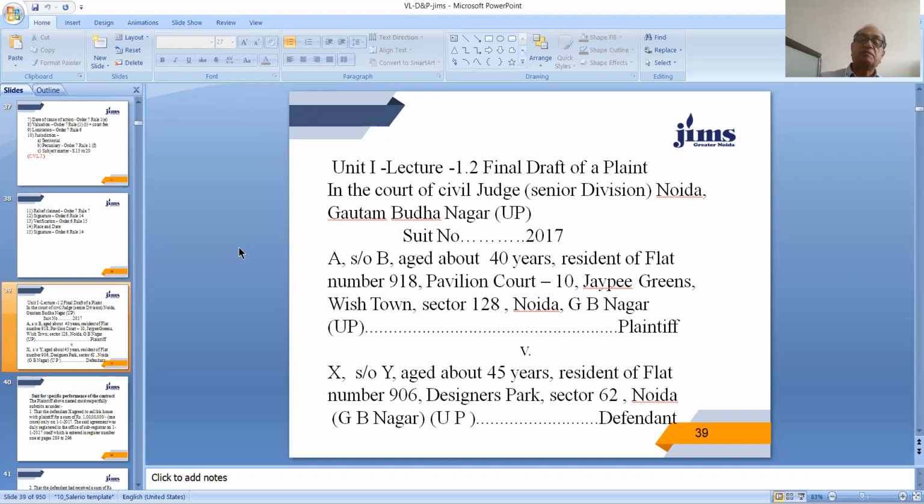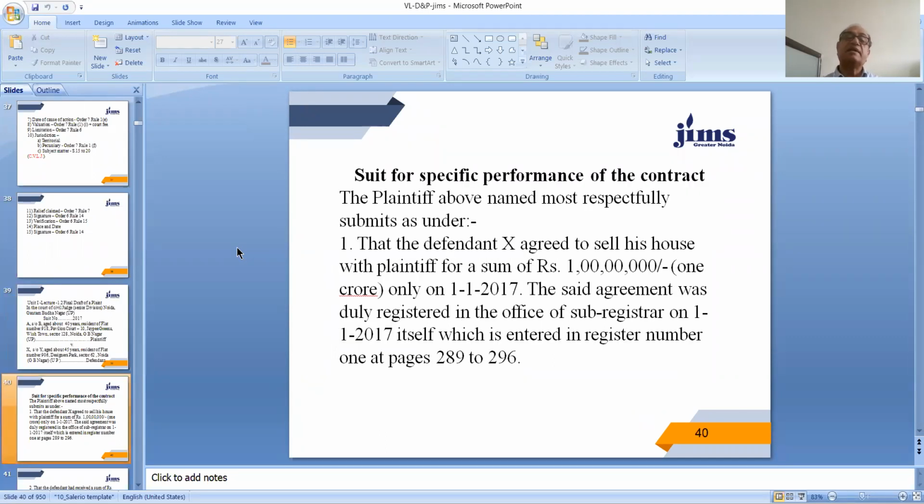The name and description of the plaintiff is A, son of B, aged about 40 years, resident of flat number 918, Pavilion Court 10, JP Greens, Wishtown, Sector 128. He is the plaintiff, versus X, son of Y, the defendant, who is the builder who has built the flat. Then we go with the center heading or title of the plaint, that is, suit for specific performance of the contract. The plaintiff above named most respectfully submits as under.